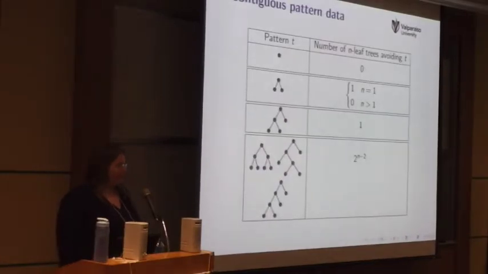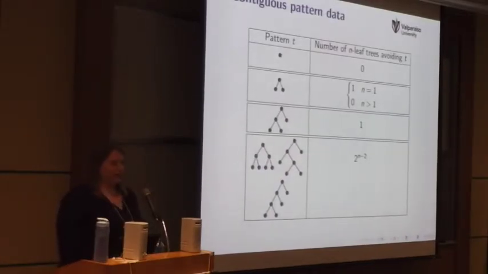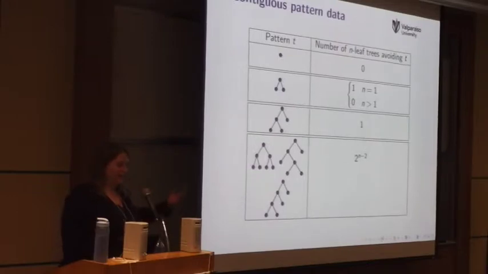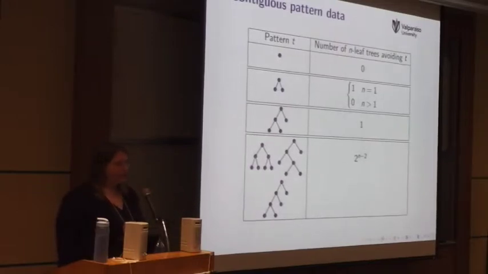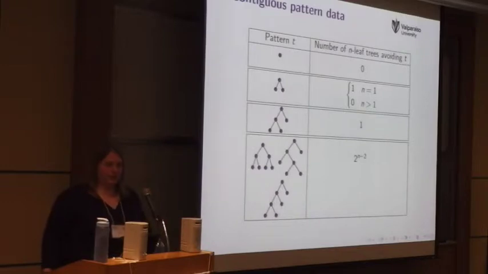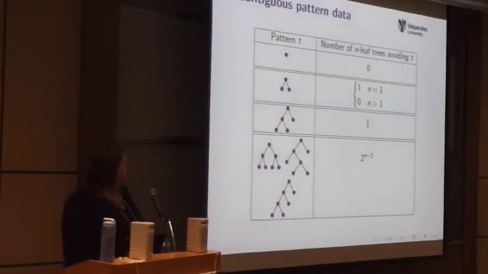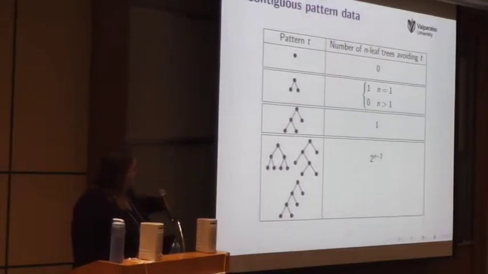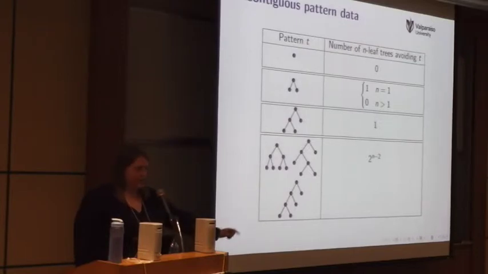And here are the small examples. Again, you can't avoid a one-leaf tree because every tree has a root. The only way to avoid the two-leaf tree is to be the one-leaf tree. And then avoiding this left-leaning tree, you have to always lean to the right. Now, this last row is where things start to get interesting.